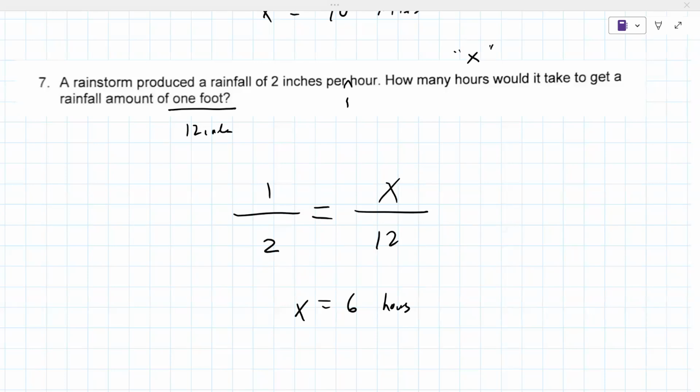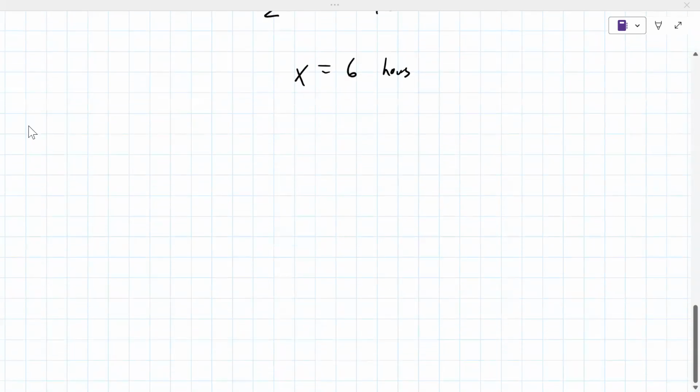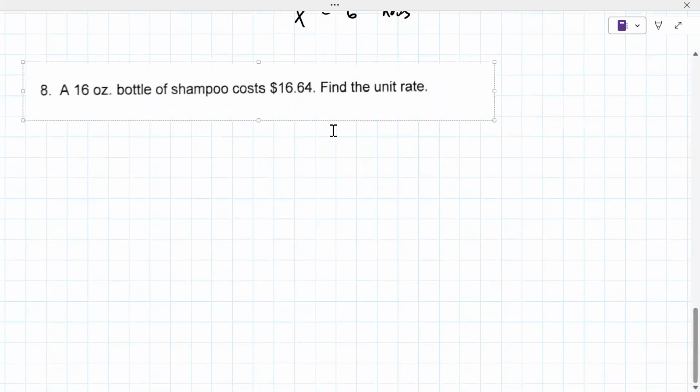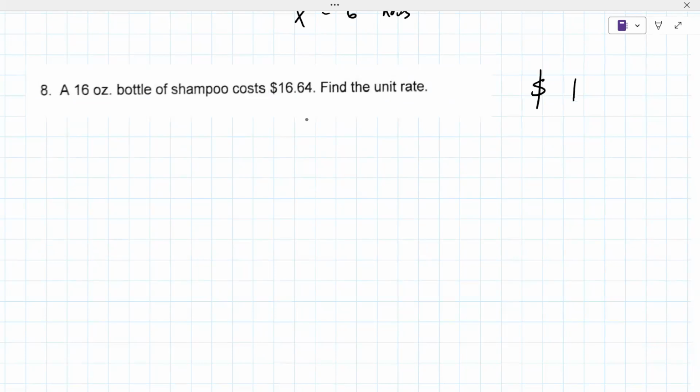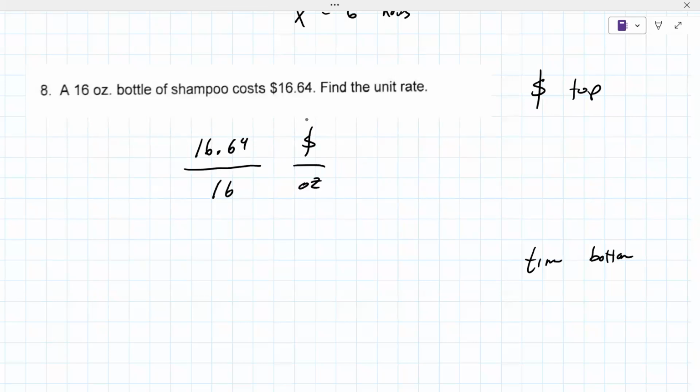Okay, so the next problem here, the unit rate, the order does matter. It's almost always money on top. Almost always. And in a lot of problems, time is often on the bottom, although not in this one because there's no time. So you put 16.64 over 16 ounces.